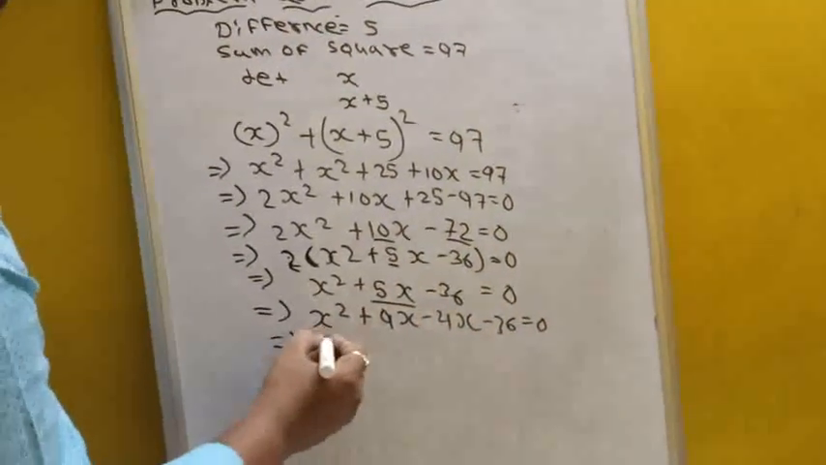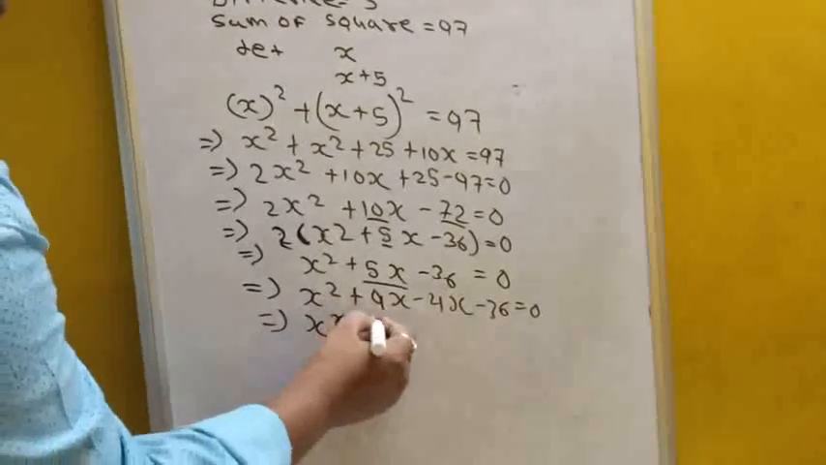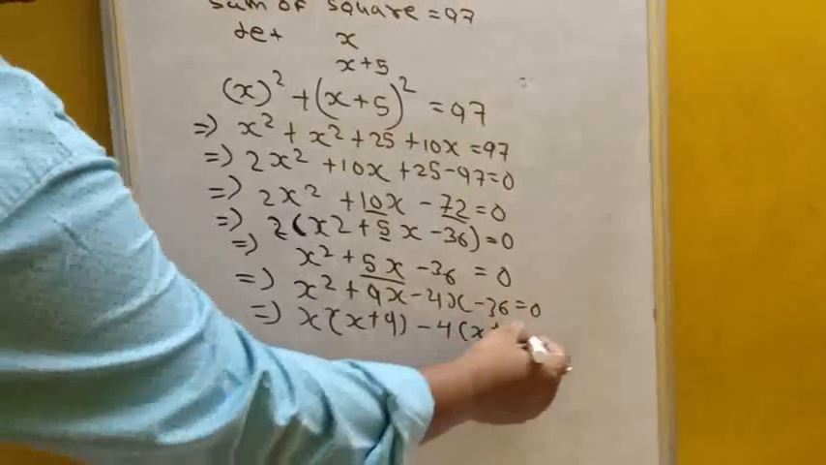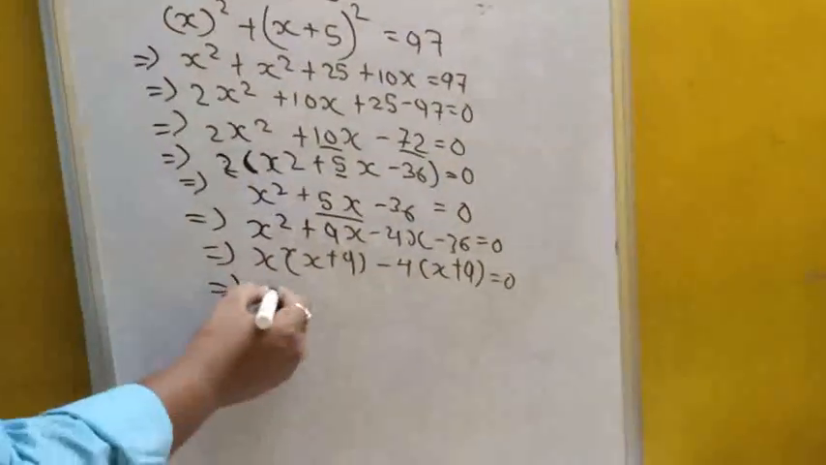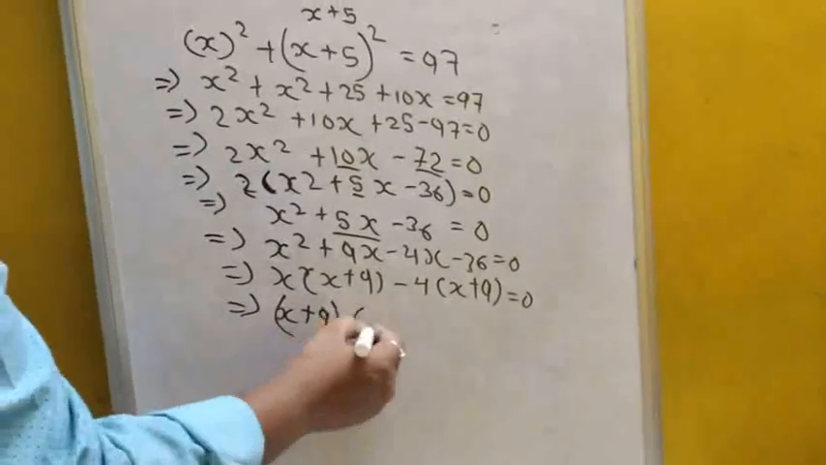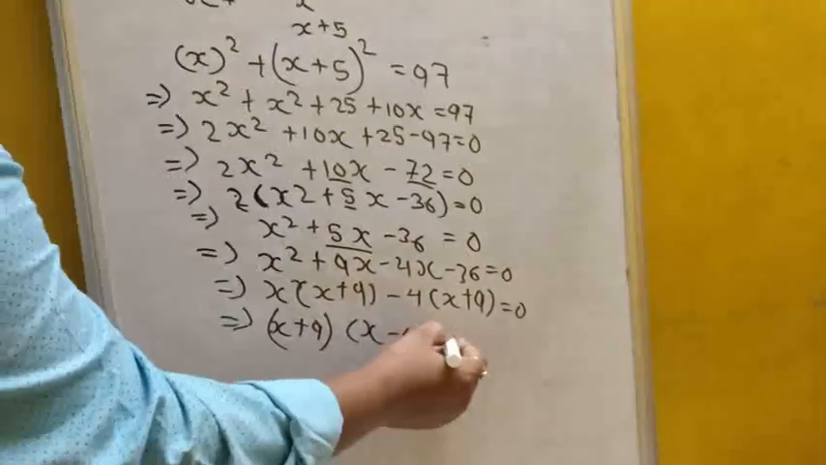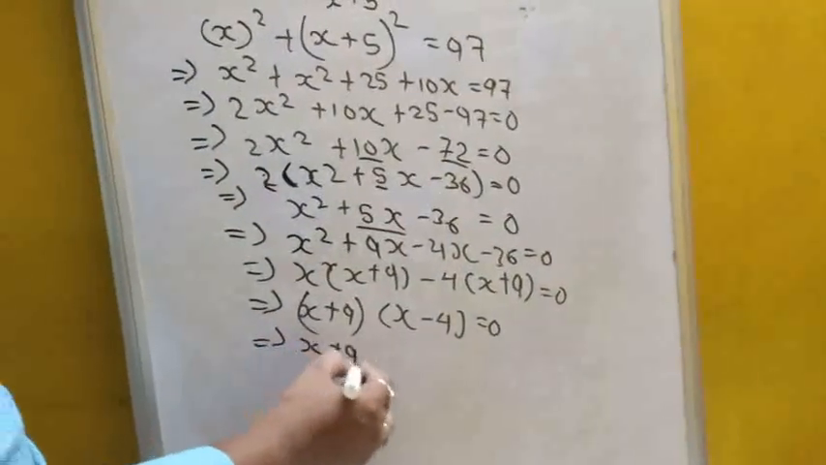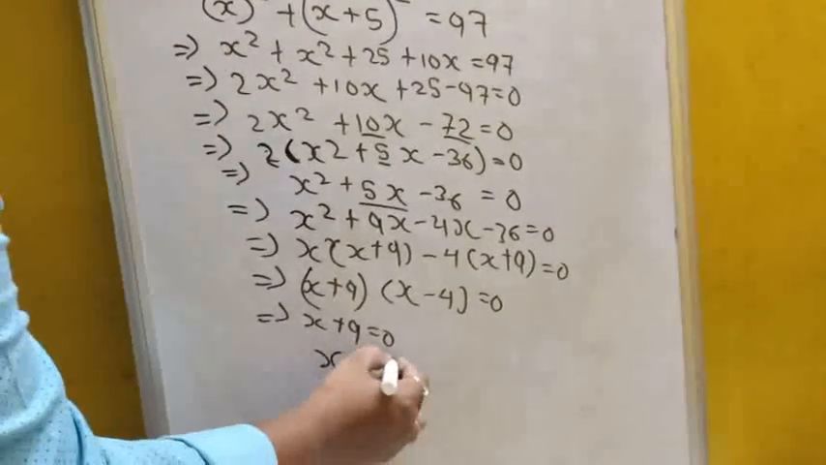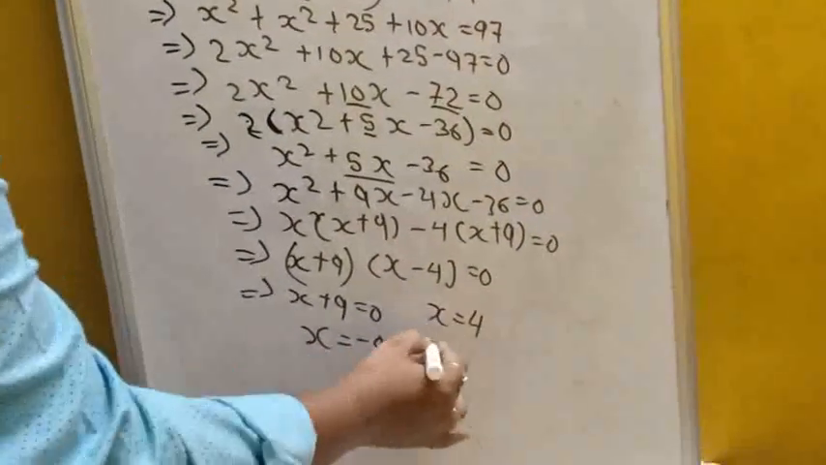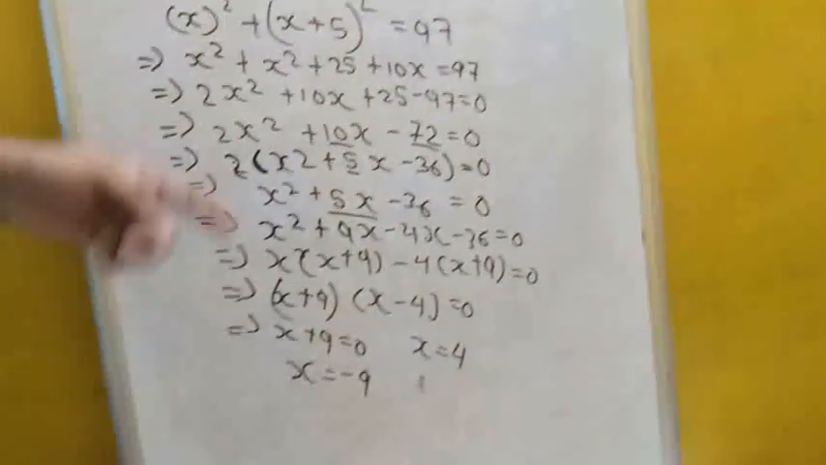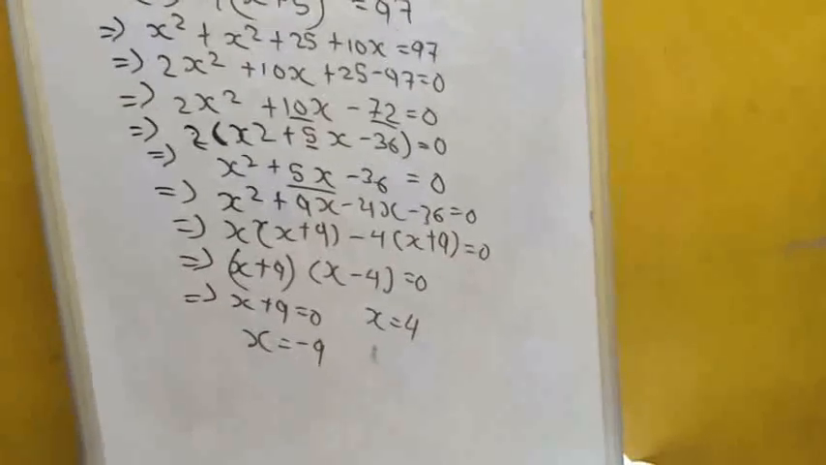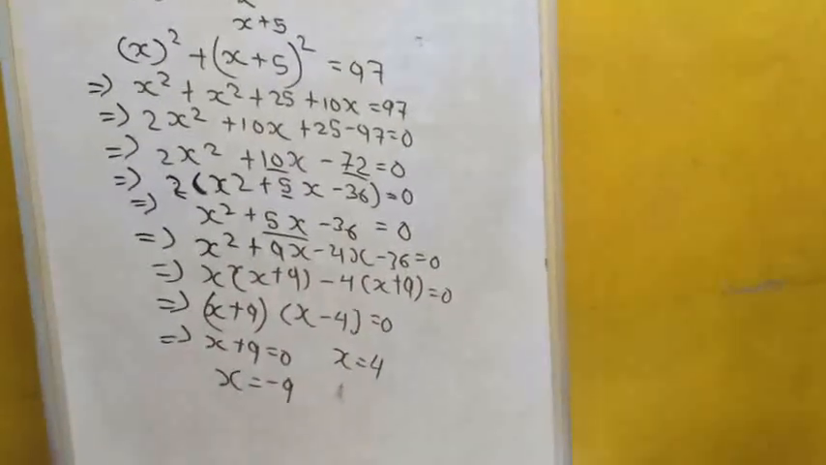Then what you have to do? From x square, take x common: x plus 9, minus 4 common: x plus 9, so x minus 4, x plus 9 equals 0. Then x plus 9 equals 0 gives x equal to minus 9, and x minus 4 equals 0 gives x equal to 4. So 4 is coming, next one is 9. So 4 square plus 9 square: 9 square equals 81, plus 4 square equals 16, equals 97.